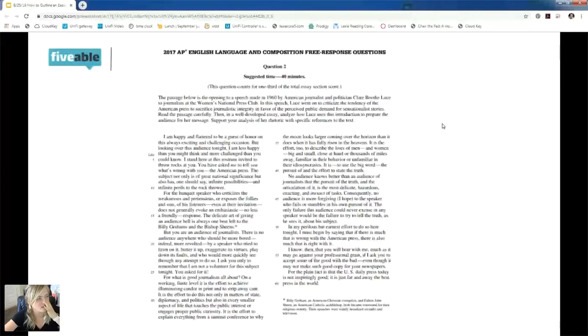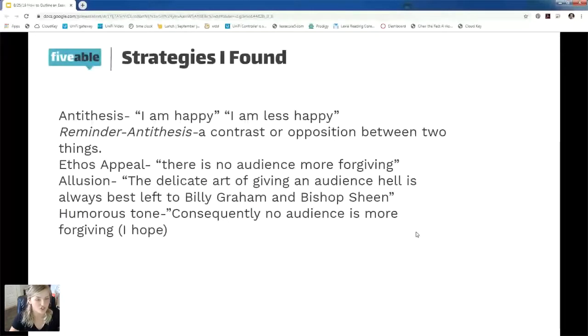So what I like to do is one really thorough read-through. I'd underline. For this one, I'm looking for rhetorical strategies. So if I found this, I'd underline this, I'd underline that. Then when I get to my TOBY, which is what I do next, I write the strategies I found. So I found antithesis, which is two things that are opposite. In this speech, she says, I'm happy, I'm less happy. And ethos appeal, allusion. Everything I saw, I'd write it down just to give me direction. And then I'd go ahead and do my TOBY.